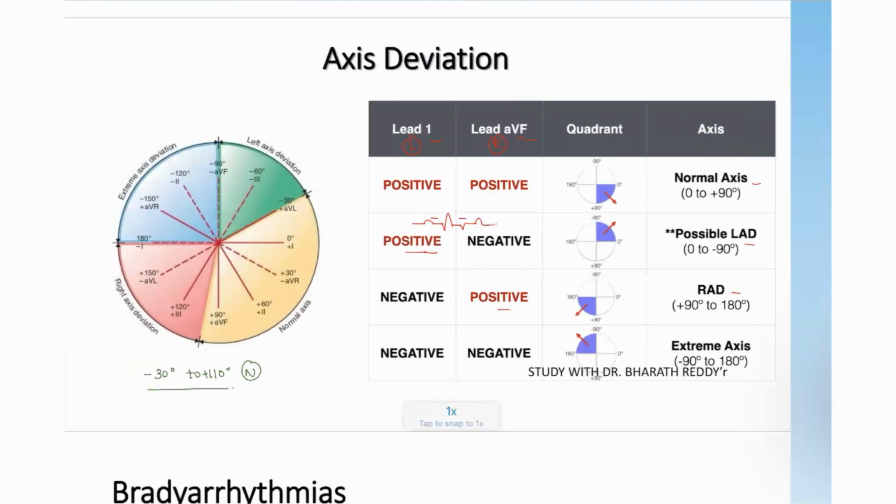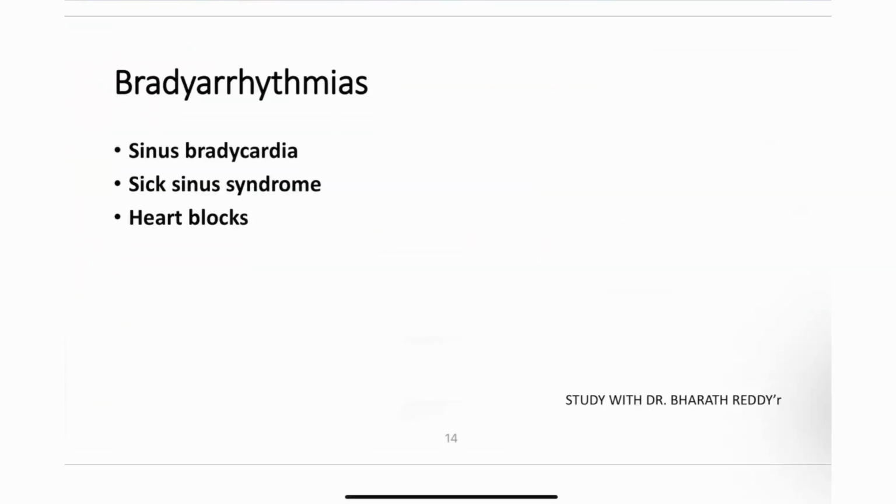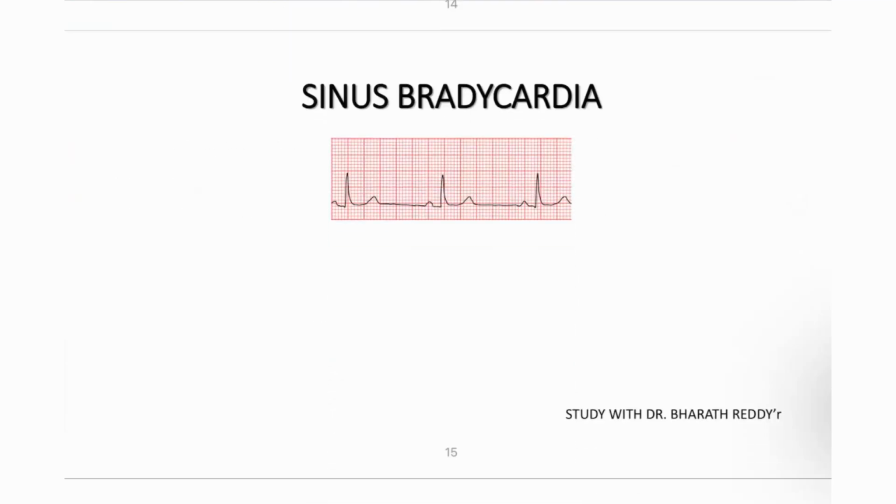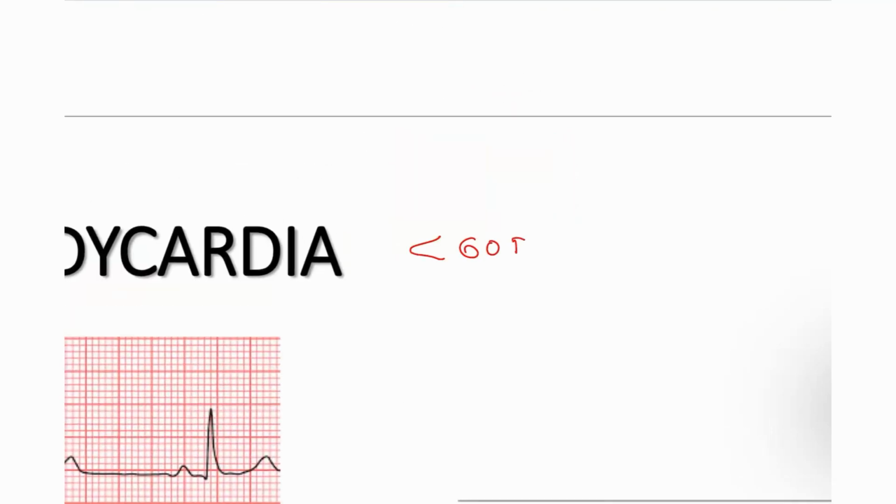Next, we are going to discuss the bradyarrhythmias. What are the examples of the bradyarrhythmias, guys? The sinus bradycardia, sick sinus syndrome, and heart blocks. First, sinus bradycardia. What is meant by sinus bradycardia? The heart rate is less than 60 beats per minute.